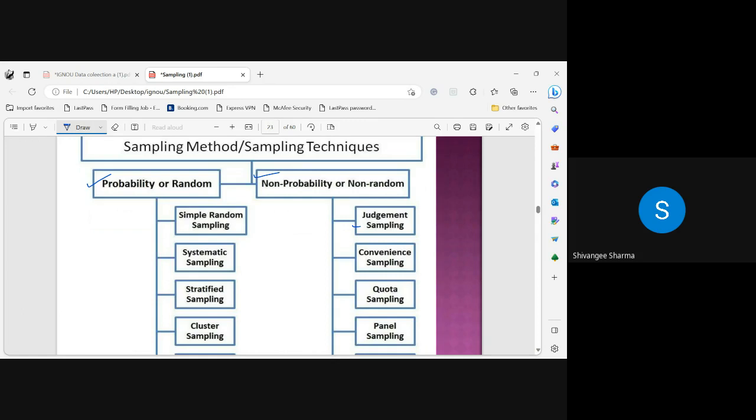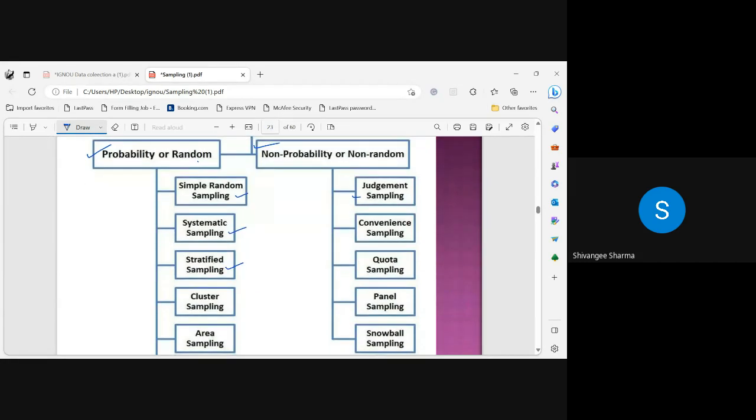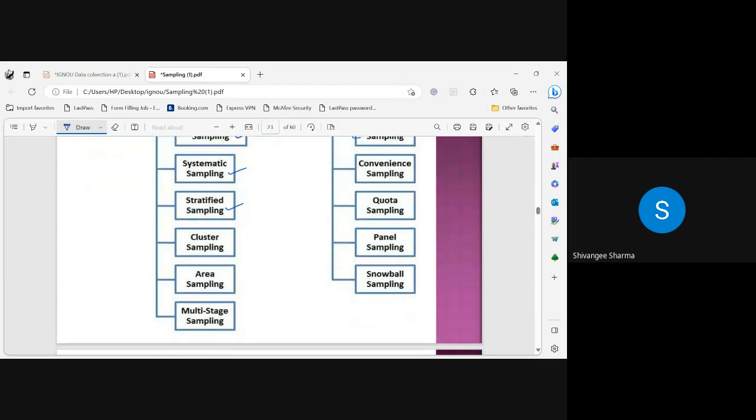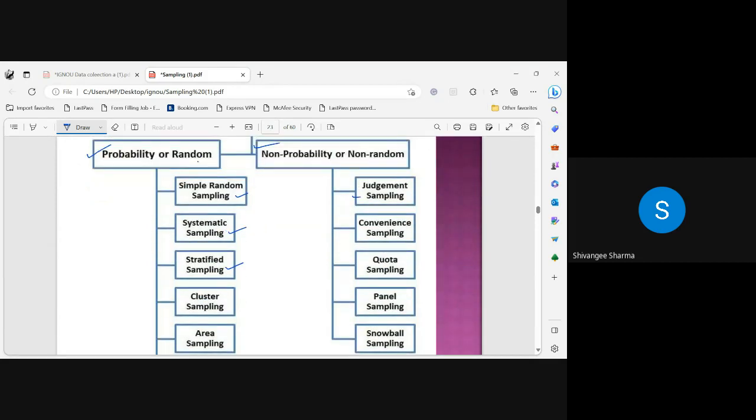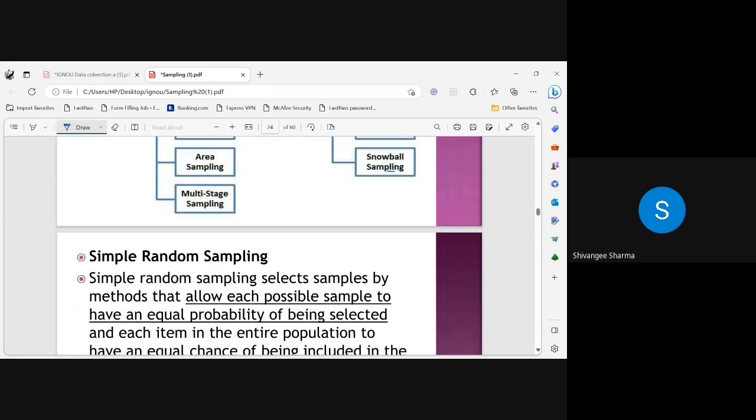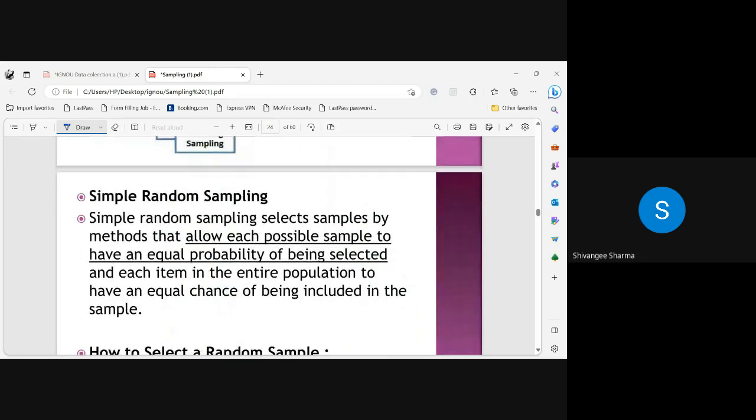So in probability or random sampling, we have simple random sampling, systematic sampling, stratified, cluster, area, and multi-stage. We will look at these in detail. And in non-probability, we have judgment sampling, convenience sampling, quota sampling, panel sampling, and snowball sampling. Let's move on to each one by one.